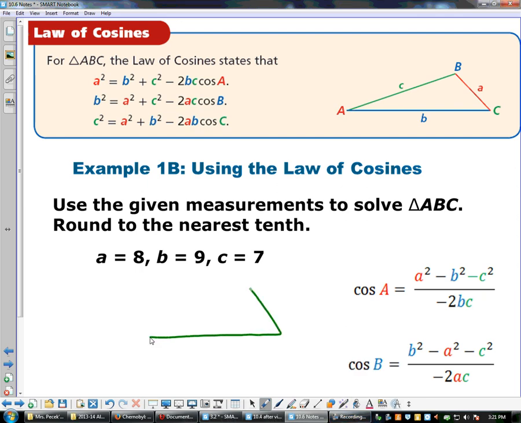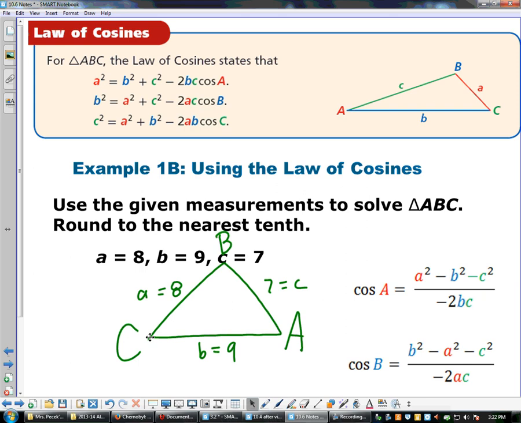So if we're going to get a kind of visual of this, A is 8, so I'll say that might be this side right here. So this is A, that makes this angle A. And let's say B is 9, that might be this side right here. So this is angle B up top. And then this is 7, that's our C, and then this would be angle C. So we're trying to find these 3 angles, angle A, angle B, and angle C.